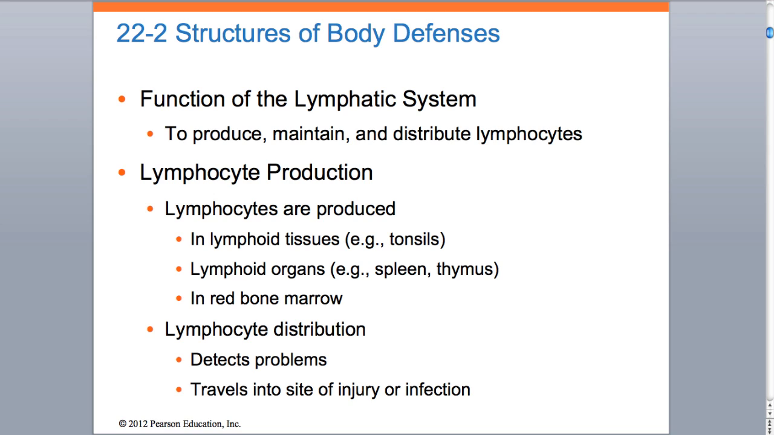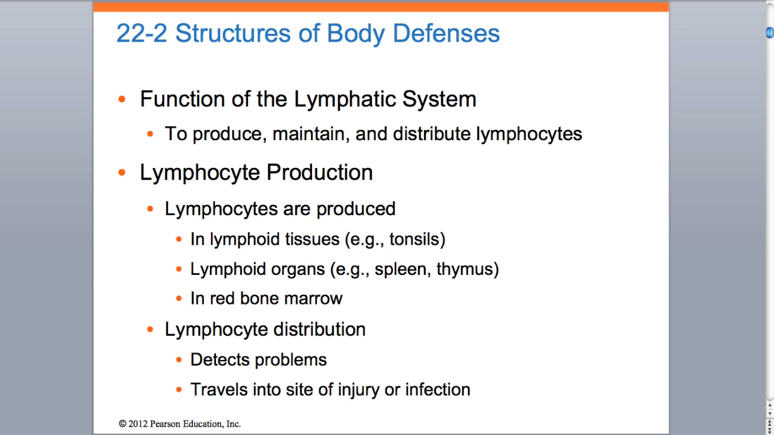So what would you expect to find inside of a lymph node? You would find red blood cells? No. White blood cells? Yes. So you would find macrophages, you would find B cells, you would find T cells, right? So B cells, T cells, macrophages are what you would find inside of a lymph node. Okay.